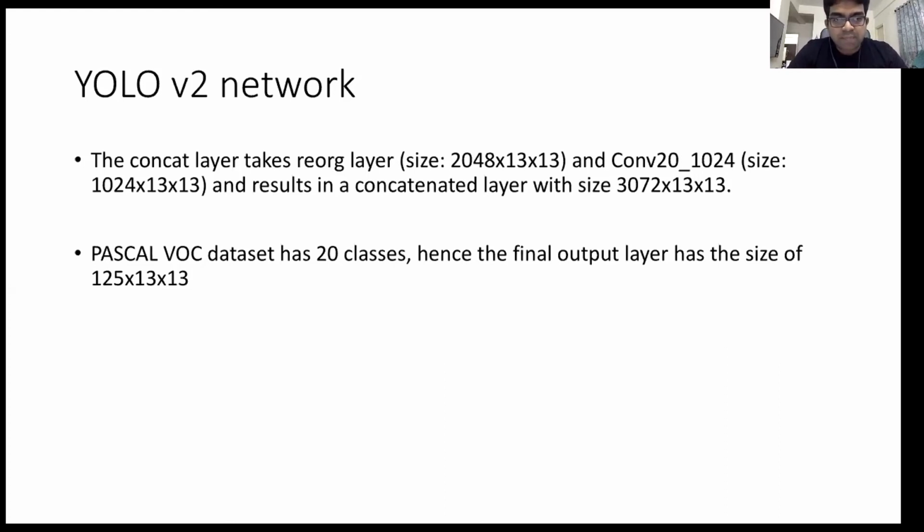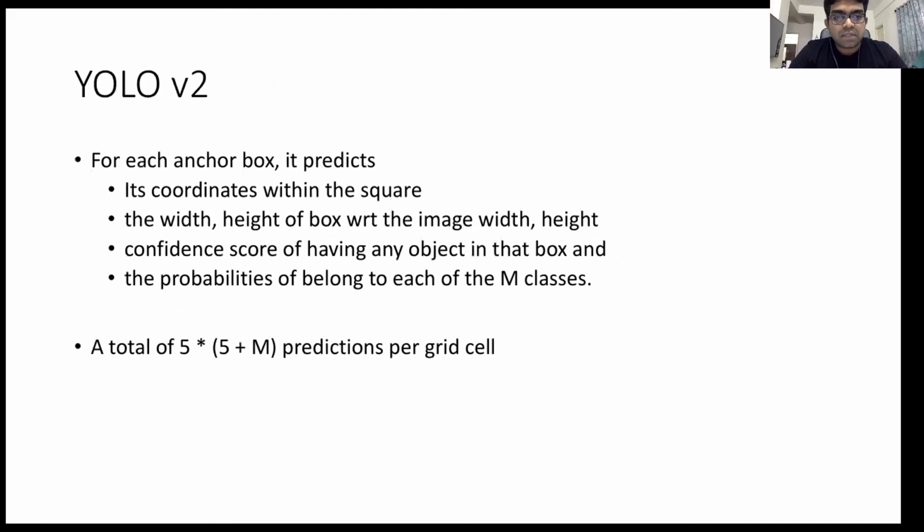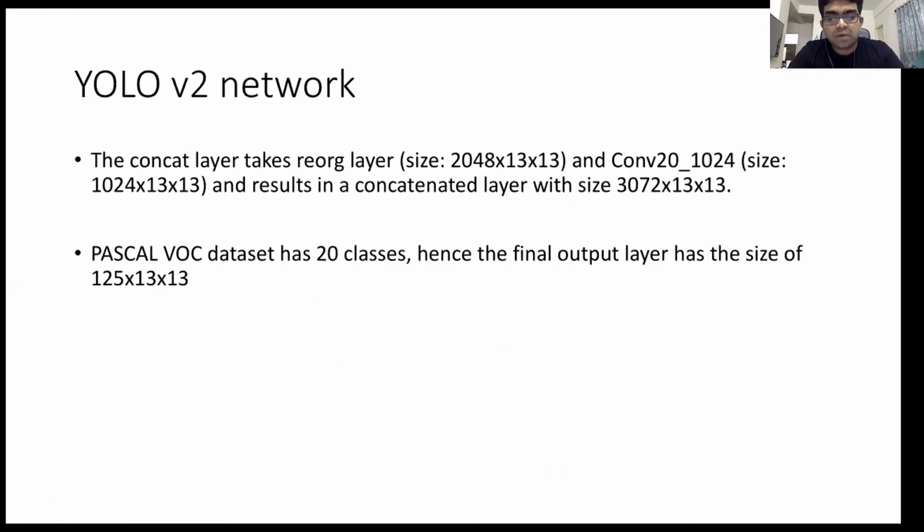As we are training on the Pascal VOC dataset, we have 20 classes in the dataset. And as I was mentioning earlier, the number of predictions per cell is 5 times (5 plus m), where m is 20 for Pascal. So we have 125 predictions per grid cell. So that's what the output of your YOLO will be, 125 into 13 by 13. 13 by 13 is the grid cell size.